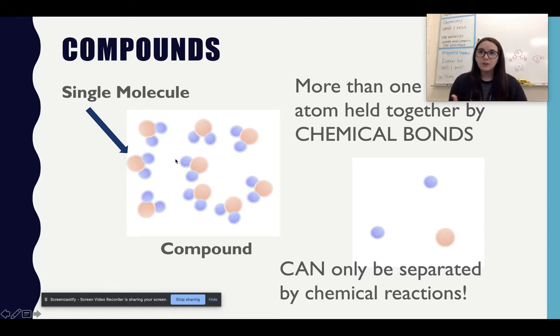So think about it. I'm never going to find just one molecule of water. I always have a glass of water. So that glass is actually a compound of a bunch of single molecules. These, if I wanted to separate water, can only be separated by chemical reactions. So even if I do heat it up, I'm not breaking apart those chemical bonds. Chemical bonds have to be broken by chemical reactions when they're a compound. So when I warm water up and it goes from a liquid, it actually just becomes a gas, but those molecules still stay intact. If I wanted to break them apart, I would have to do it through a chemical reaction.